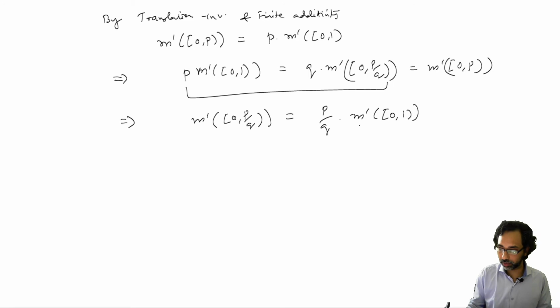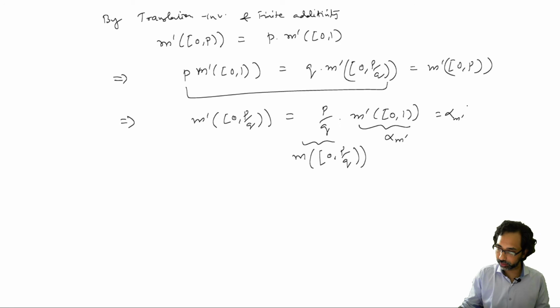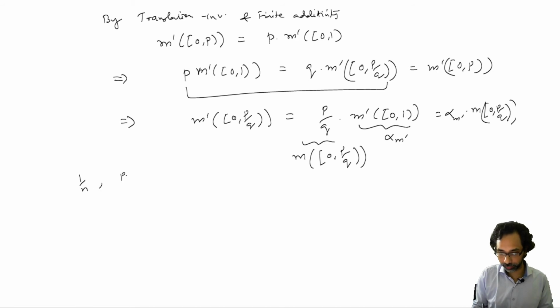Now again we have this alpha m prime, and this is the elementary measure of the set 0 to p by q. So this is again alpha m prime multiplied by the elementary measure of 0 to p by q. So first we did it for 1 over n, now we have done it for p by q, and our next step will be for any positive real number r. So let's do this for any positive real number r.